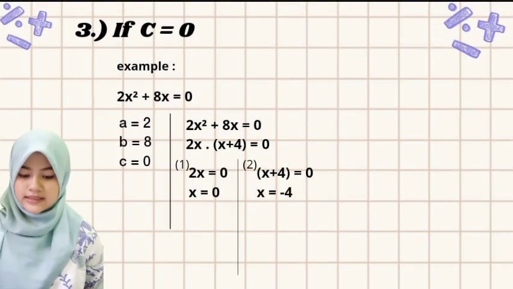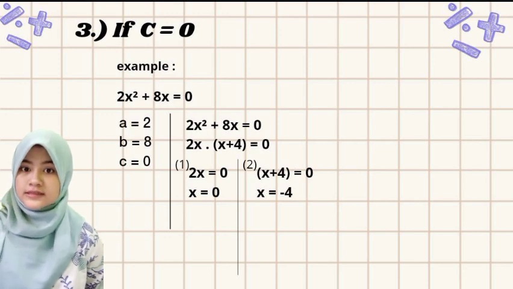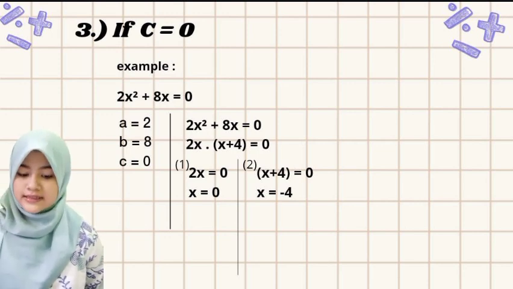We find there are 2 values of x. The first is 2 times x equals 0, so x equals 0. And the second is x plus 4 equals 0, so x is minus 4.